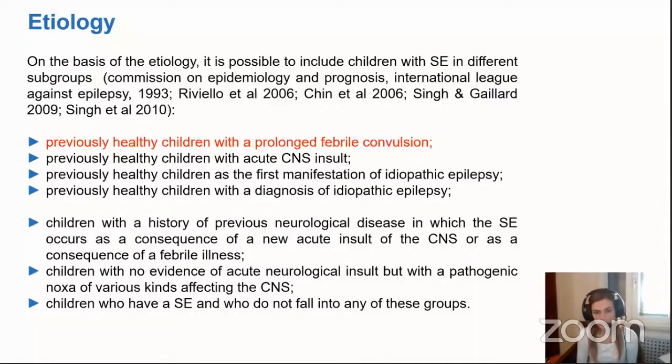Then we have children with a history of previous neurological disease in which SE occurs as a consequence of a new acute insult of the CNS or as a consequence of a febrile illness. Children with no evidence of acute neurological insult, but with pathogenic insults of various kinds affecting the CNS, can present SE. And we also have a group of children in which we fail to identify a known cause.